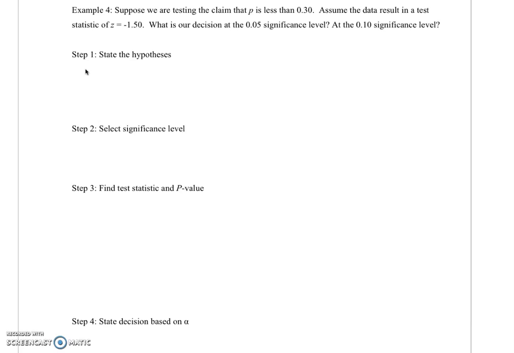So first of all, state the hypotheses. Well, we always know that H naught includes equality, so p equals 0.30. And H1, we're told, is testing the claim that p is less than 0.30. So p is less than 0.30.